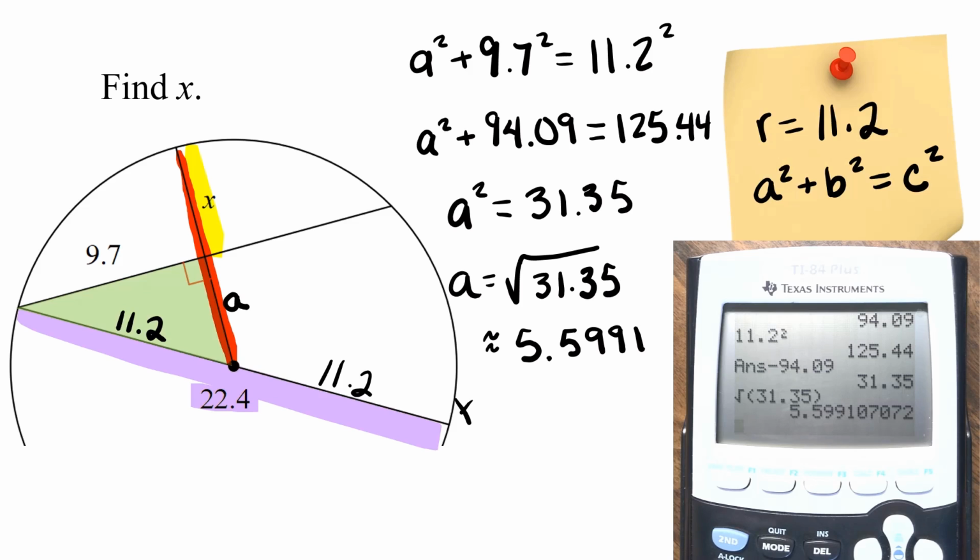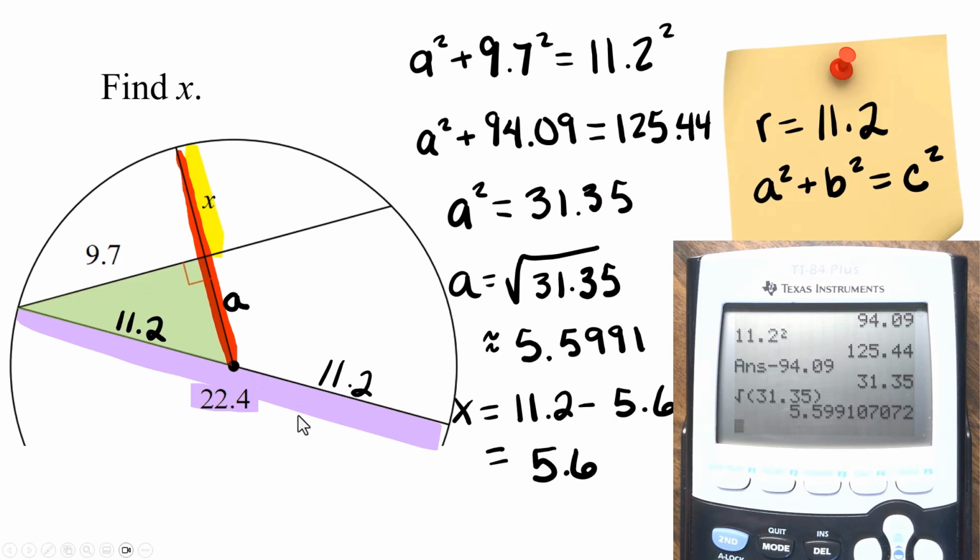Okay, so to find our x, we're going to do the 11.2 radius, the entire length of that red line, and we're going to subtract what we got for a. And that's going to give us, eventually, 5.6. Okay, well, that's cool. I mean, we got the same number that we subtracted, so it looks like this is splitting that in half. Is that a theorem?